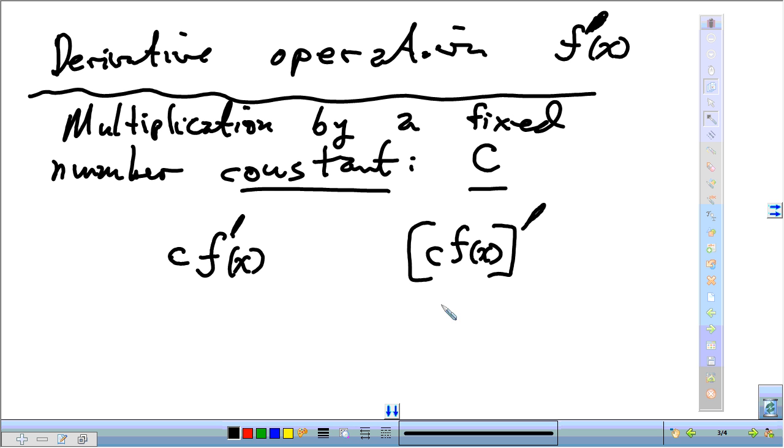So we found out in general we should be careful. These things don't always come out the same. That's what's nice about derivatives: they are. So that's one first very basic rule for derivatives.